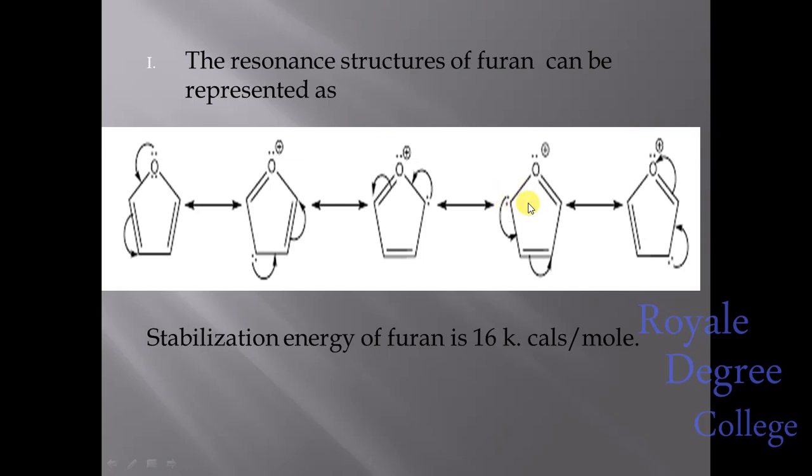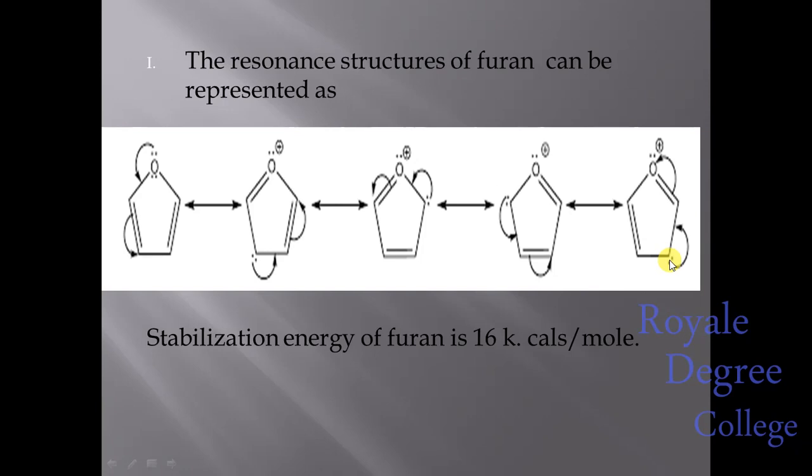Okay. Then what will happen? This electron pair which is present outside the ring goes inside the ring and forms a double bond here. So here we are getting a double bond. And at the same time a double bond is there at this position. It comes outside the ring and we are representing it as a pair of electrons. This resonating structure we are getting.